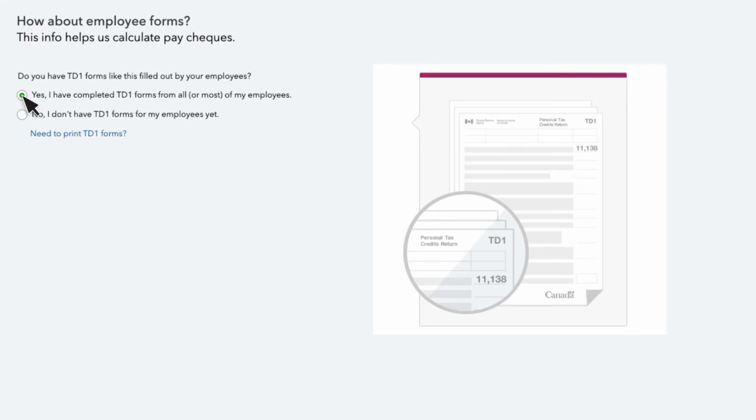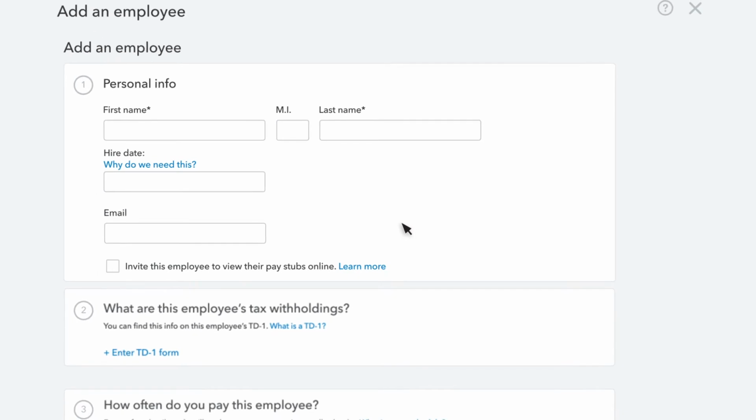Select Continue. Select whether or not you have the TD1 forms filled out by your employees. If you need to print out a TD1 form, you can do that here. When you're ready, select Continue. Now let's add an employee.